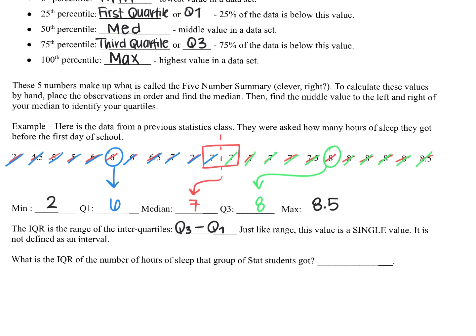So just like range, it is a single number. It is not an interval. So for us, our quartile 3 is 8 minus quartile 1 is 6, which is 2. So my interquartile range is 2. So there's a 2 hour difference between my lower and upper quartile. So the middle 50% of my data only differs by 2 hours.